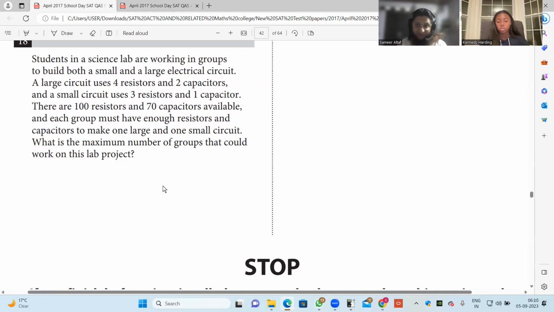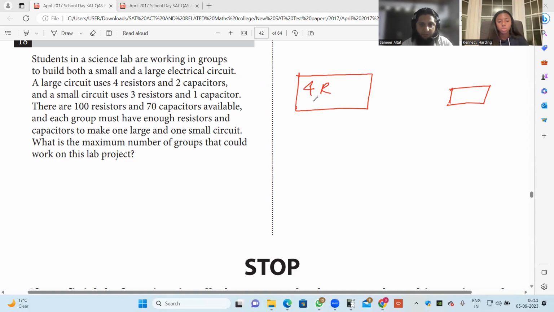So yeah, we'll be trying to get the information from that. We're having 2 types of things here. They are creating the larger circuit, maybe something like that, bigger one, and one smaller circuit. And circuits are made of resistors and capacitors. So one large circuit consists of 4 resistors and 2 capacitors, and one small circuit consists of how many?